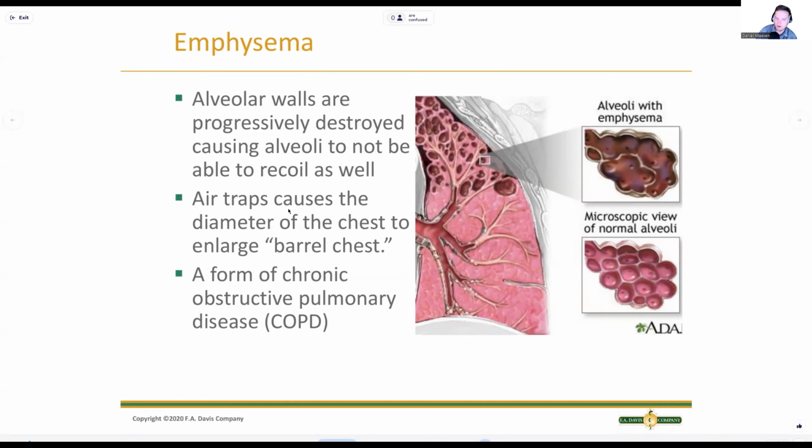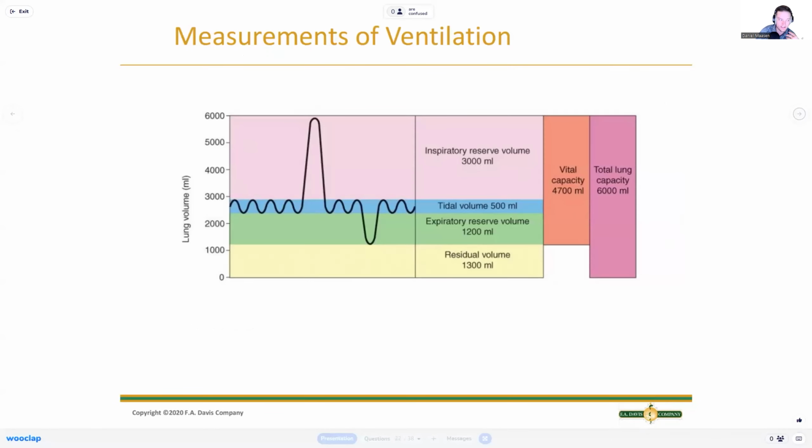Alveolar walls get destroyed because the alveoli can't recoil very well, which causes air trapping. This is the barrel chest, and it's a part of COPD. Okay, so measurements of ventilation is talked about on the next page.